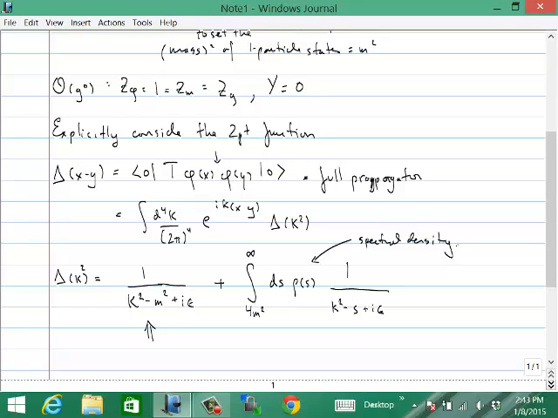And one of the complaints that I had last semester when I introduced this formalism is that you didn't have an idea for what the spectral density actually was. And now we're going to actually compute it in this explicit example. So we'll go ahead and compute this spectral density rather explicitly in phi cubed theory.